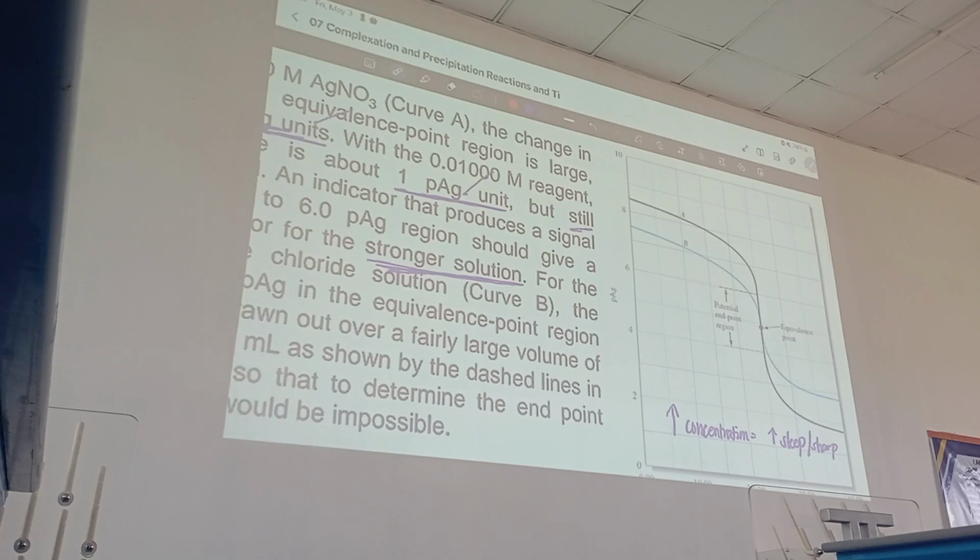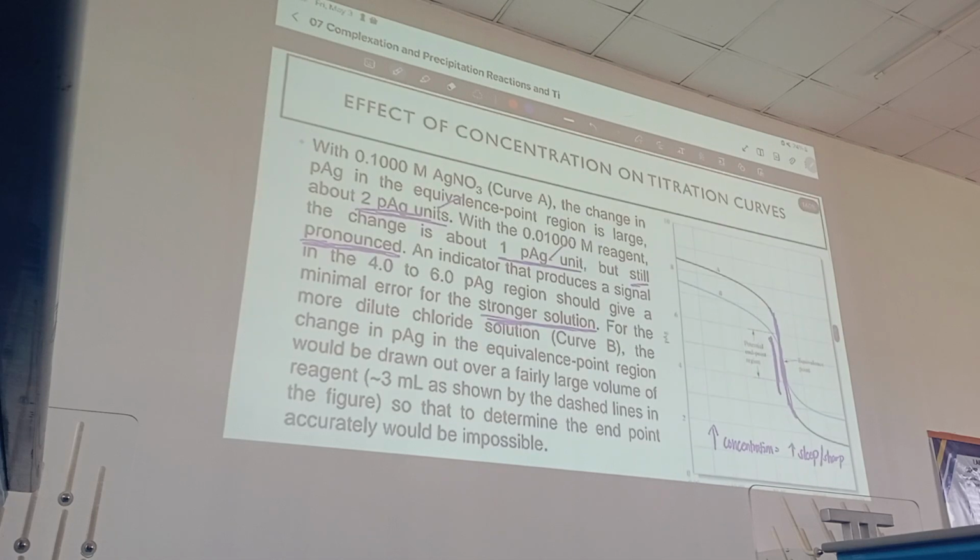Letter A has higher steepness and is more pronounced, unlike letter B. So the effect of concentration is this: the higher the concentration, the steeper or sharper the equivalence point, and the more pronounced it is.